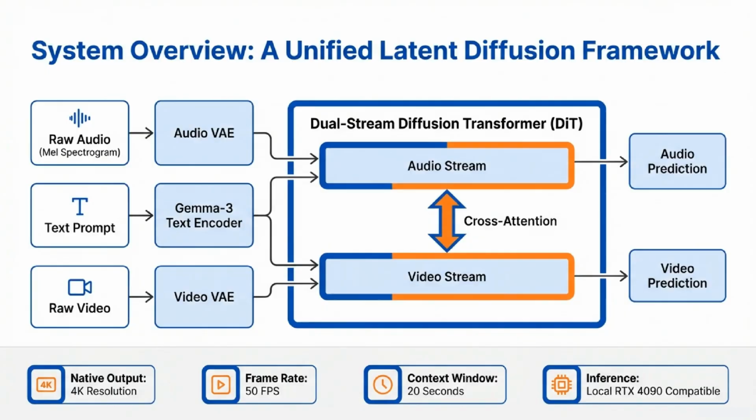Here is the system overview proposed in the paper. The core engine is a dual-stream diffusion transformer, DiT. On the left, the model takes raw audio via an audio VAE and raw video via a video VAE. Text is handled by a Gemma 3 encoder. These inputs feed into two distinct streams that communicate via cross-attention. The output specs are impressive. It targets native 4K resolution at 50 FPS with a 20-second context window. Perhaps most impressively, the inference is efficient enough to run locally on an RTX 4090.